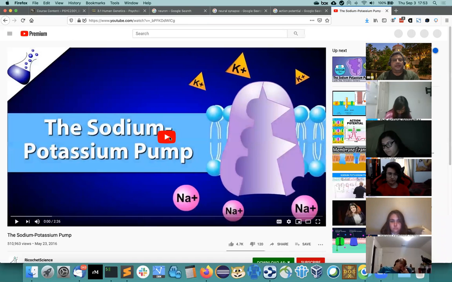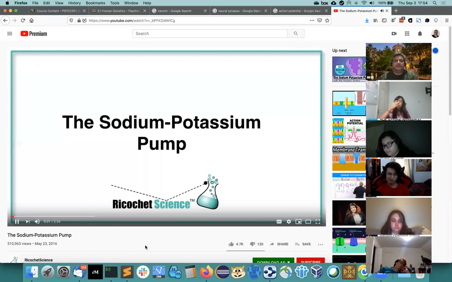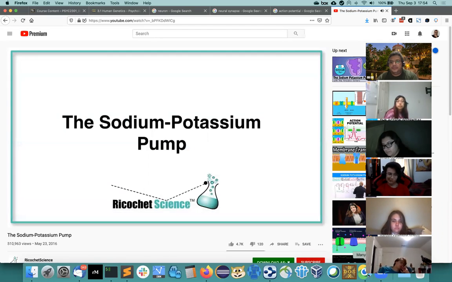This is the sodium. Now imagine this thing right here is a giant protein that is in the membrane, or in the wall, of the neuron. And this is the outside of the neuron, and this is the inside of the neuron. Here's the membrane or the wall. And this is the way the sodium potassium pump works.